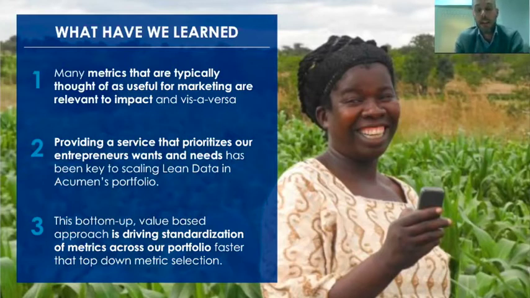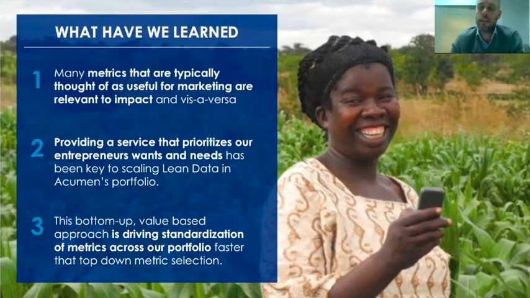And I think the third thing, which is most surprising and most encouraging, is that there's lots of conversation around comparability of impact and the importance of driving standardization. What we have seen is that this bottom-up value-based approach is driving greater standardization faster in our portfolio than us selecting top-down metrics and saying, you must collect these for us. That is really, really encouraging. It's a hunch we had, and it's really proving true.